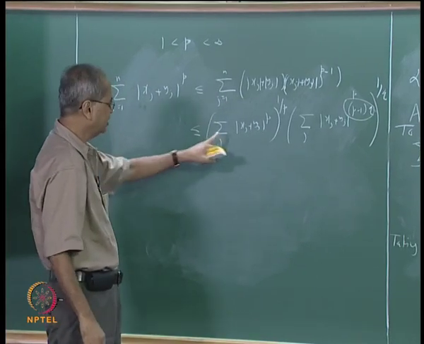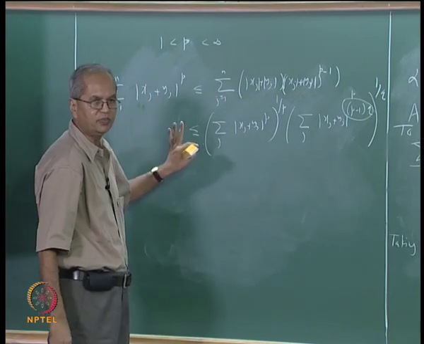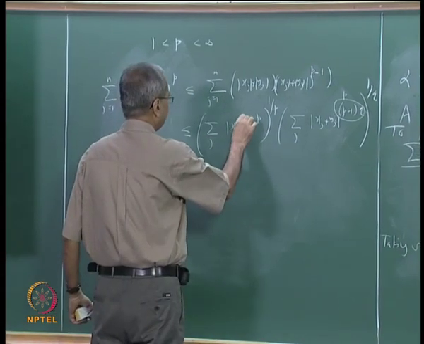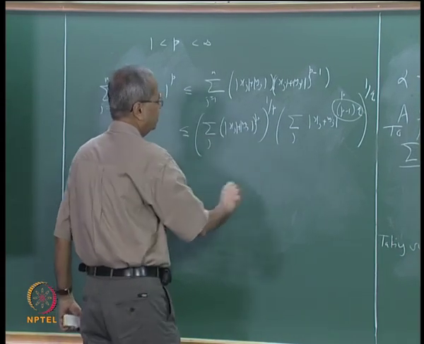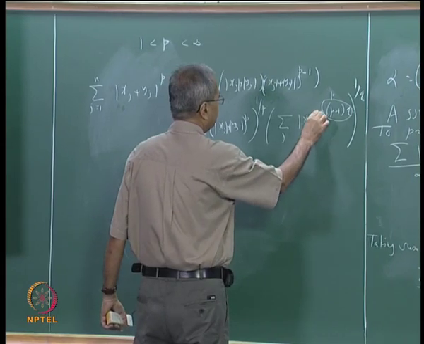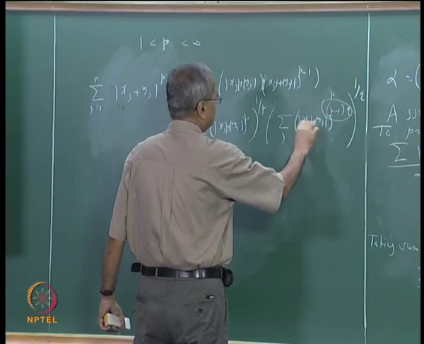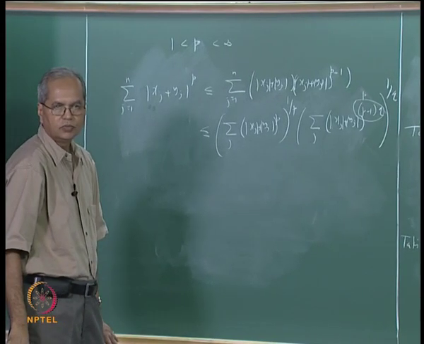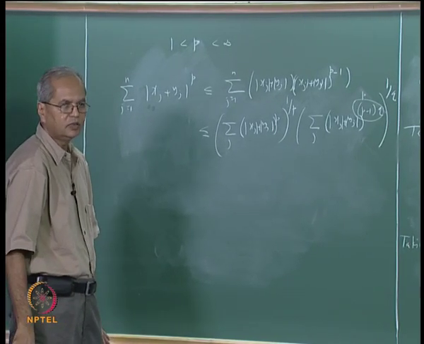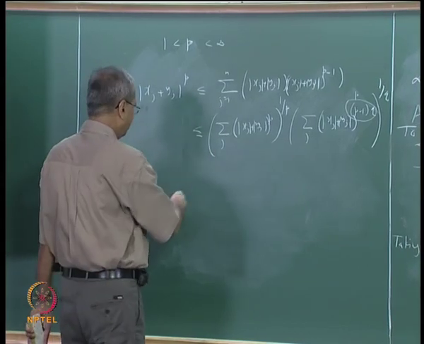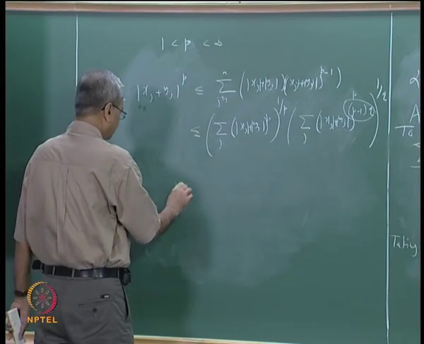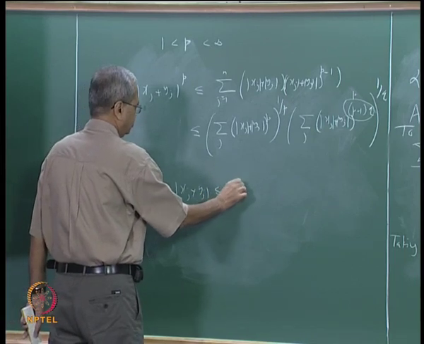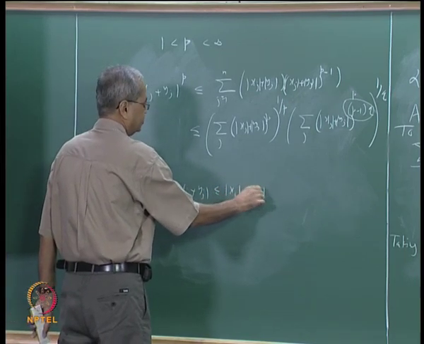In other words, wherever there is just xj plus yj, we will replace it by mod xj plus mod yj. So this is mod xj plus mod yj raised to P, and here also mod xj plus mod yj raised to P. There is no problem with that, because earlier everywhere we had mod of xj plus yj, but we all know that mod of xj plus yj is always less than or equal to mod xj plus mod yj.